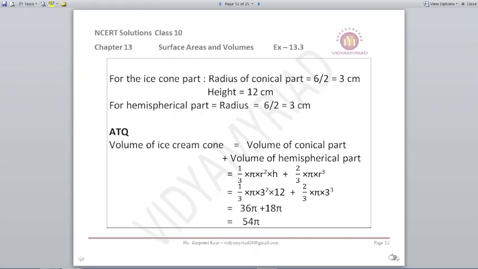Let's find out for the ice cream cone part. Radius is given to us as 6 by 2, that is 3, height will be 12, and the hemispherical part will have radius 6 upon 2, that is 3 centimeters. Now in order to find out the volume of the ice cream cone, it is the volume of the conical part as well as the volume of the hemispherical part. So volume of the conical part is 1 upon 3 pi r square h plus, for the hemispherical part, it is 2 upon 3 pi r cube. Just solve this and let pi remain as pi. It will come as total volume of the ice cream cone as 54 pi.